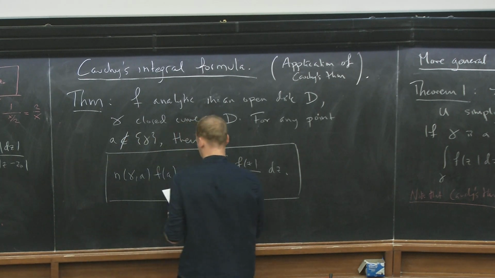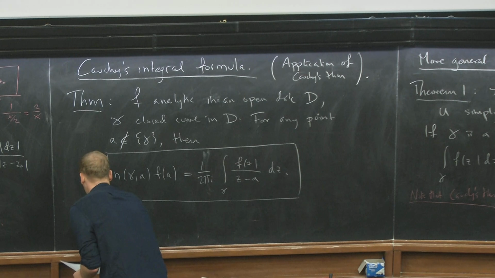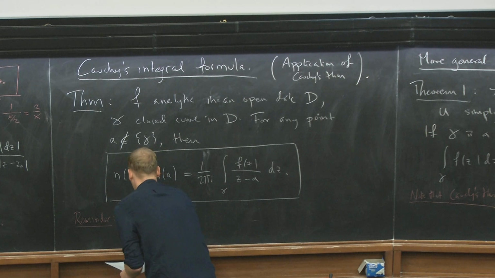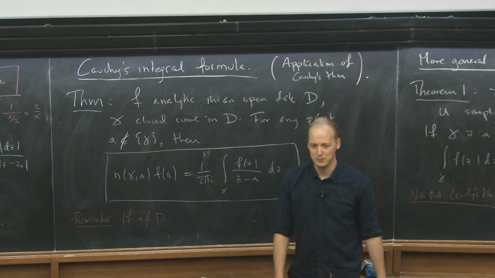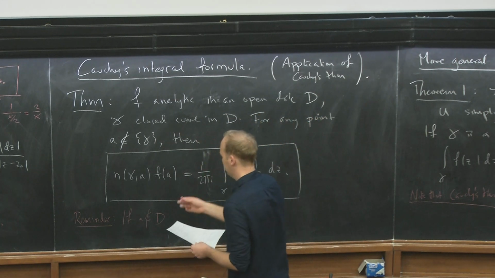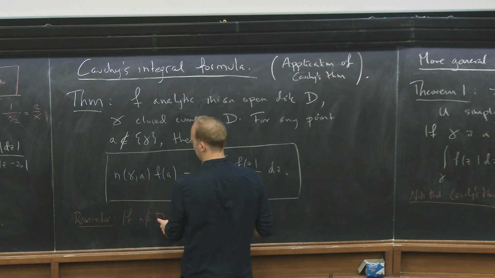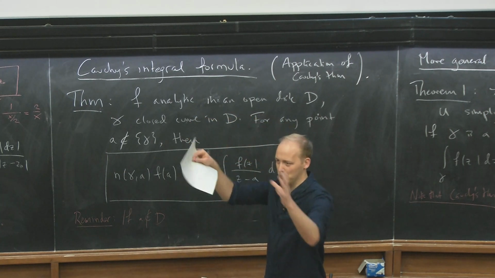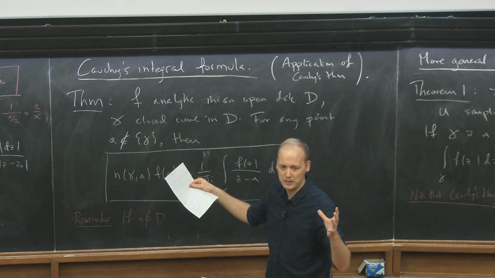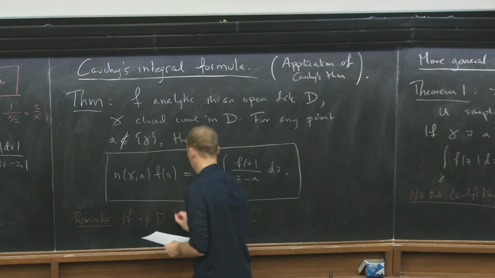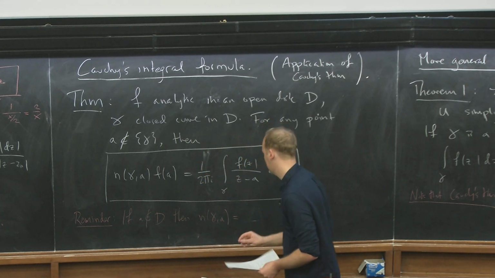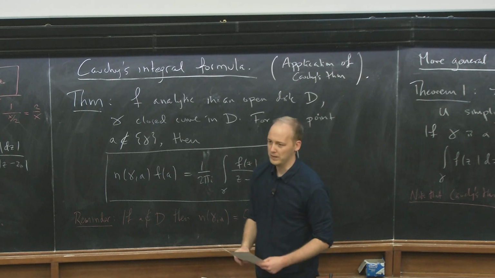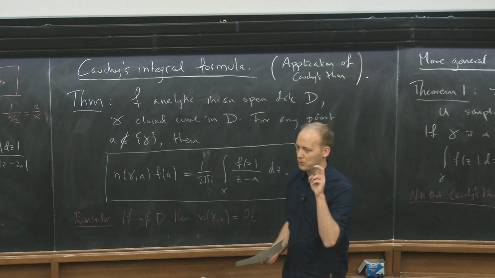So first, let me just remind you. I'm not actually sure if I said this last time. So if I didn't, then it's not a reminder, then I'll just remark it. So if A is not inside the disk, so it means that, okay, you're holomorphic inside the disk, but now you take A to be far away, then what can we say about the winding number? So what do you think? It's 0, right?